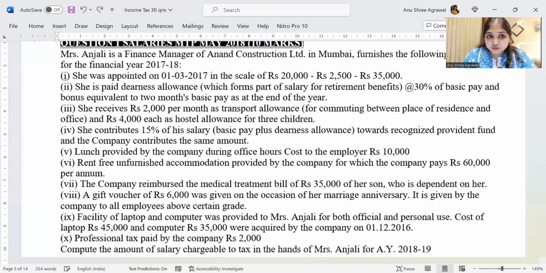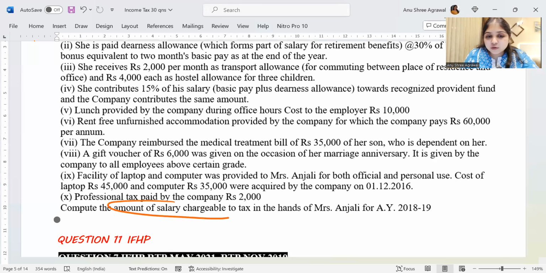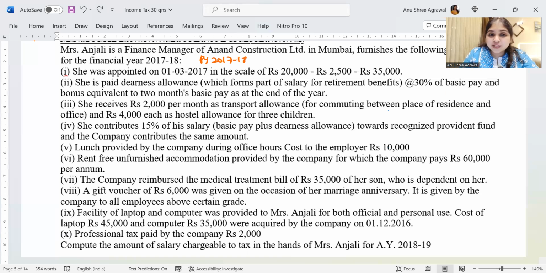Look at this question over here. Mrs. Anjali is a finance manager of Anand Construction Limited in Mumbai. She furnishes the following information for previous year 17-18. And they're asking us to calculate the amount of salary chargeable to tax. They're asking us to find how much salary is chargeable to tax. Now let's look at these points one by one.